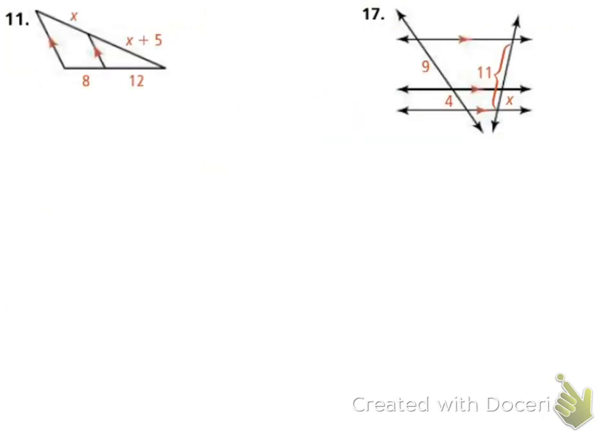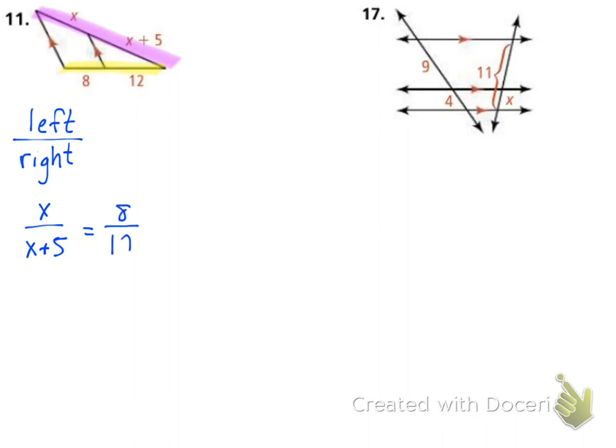So this one, again, I've got parallel lines. They are chopping these two segments. They're going to cut them proportionally. And so with this one, again, I can go left and right. So I know that the left piece of my purple line, which is X, over top of the right piece of the purple line, which is X plus 5, is equal to, and again, the same thing with the yellow, it's going to be 8 over 12.